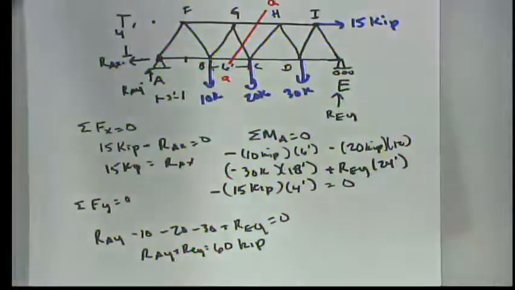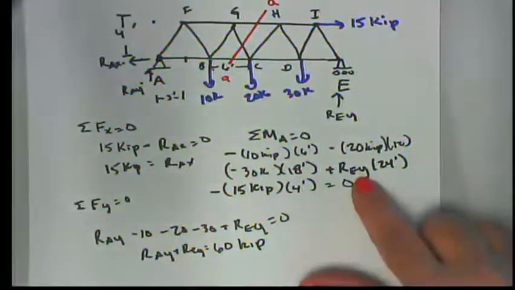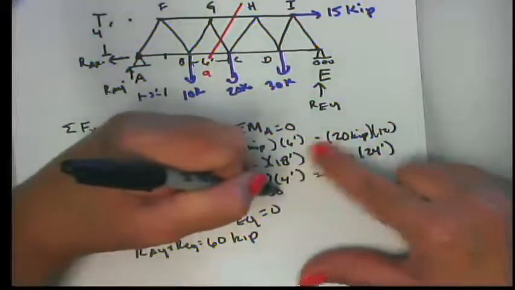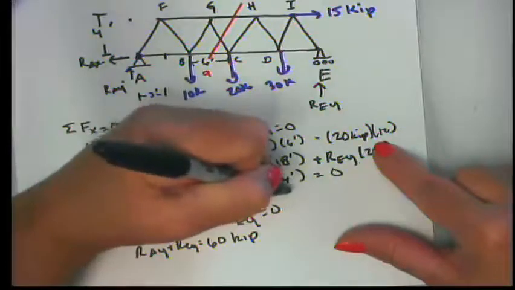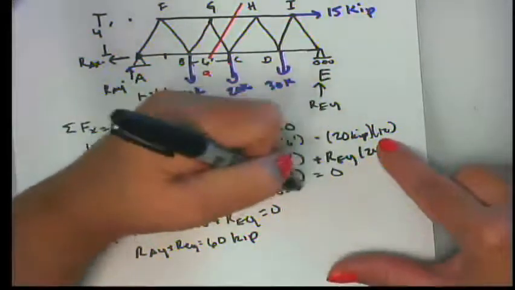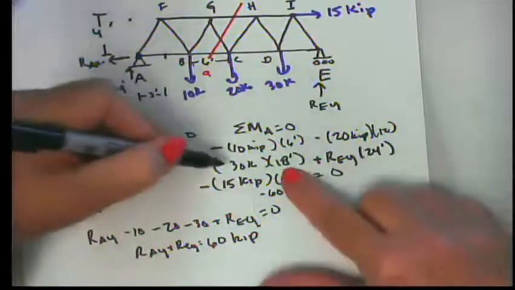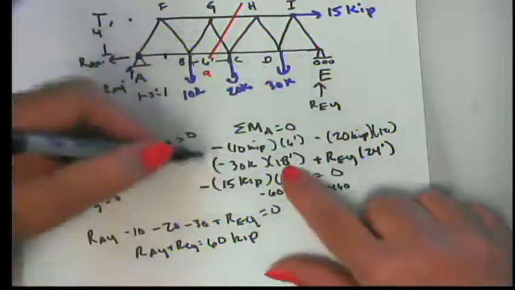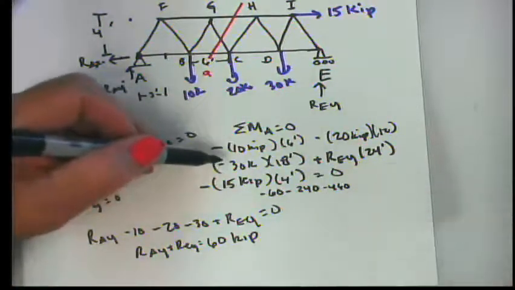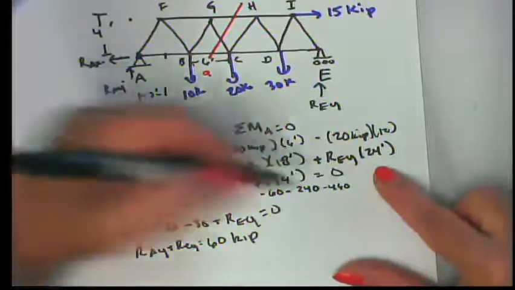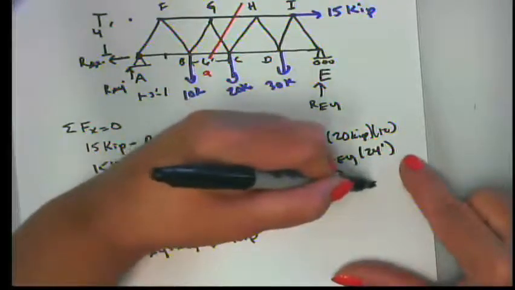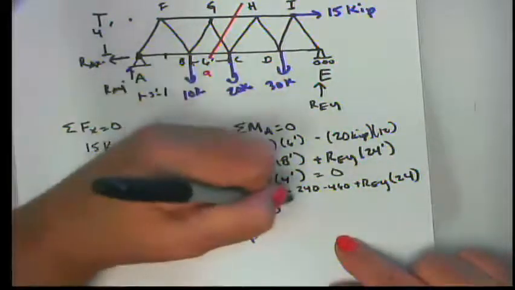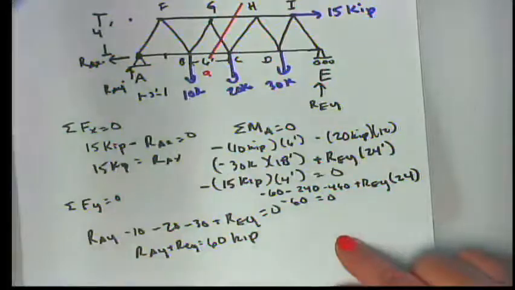The good news is I have one unknown, which is my REY. All right. So this is 60 kip-feet, negative. This is 20 times 12 is 240, negative. 30 times 18, I believe, is 540. Anybody's welcome to check my math. Like I've told you before, if it's not correct, I'm not teasing you. It's just me making a mistake. And then 15 times 4 in the negative sense is 60. And those things added together equal 0.